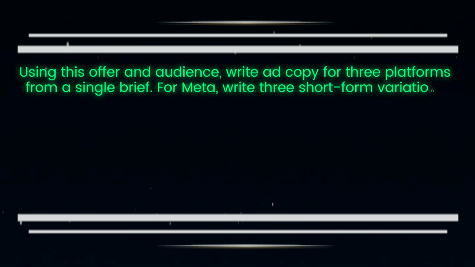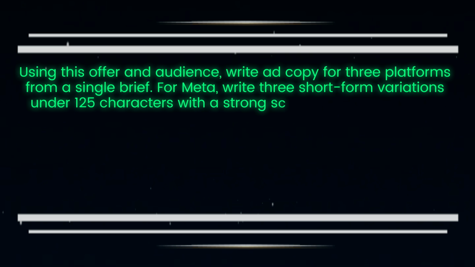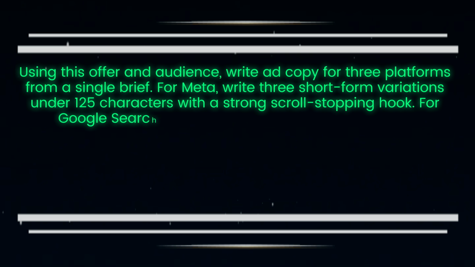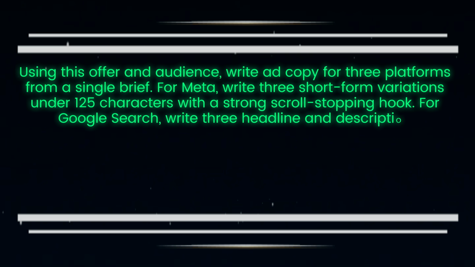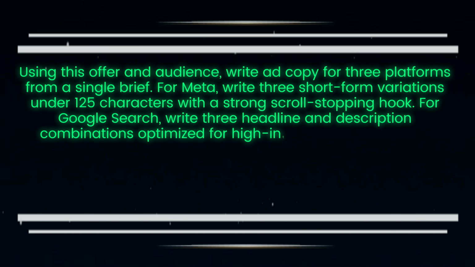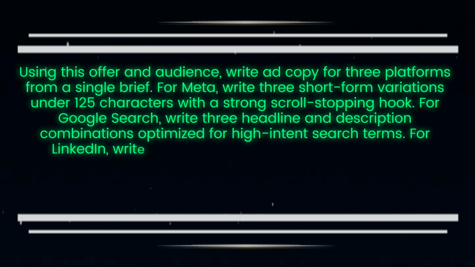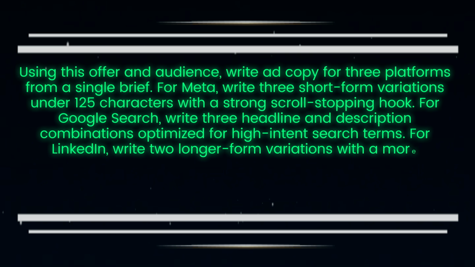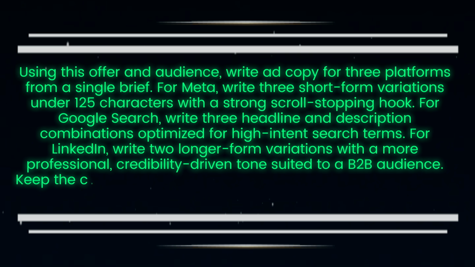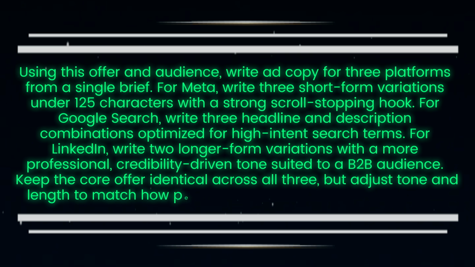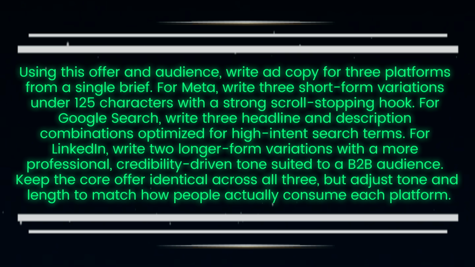For Meta, write 3 short-form variations under 125 characters with a strong scroll-stopping hook. For Google Search, write 3 headline and description combinations optimized for high-intent search terms. For LinkedIn, write 2 longer-form variations with a more professional, credibility-driven tone suited to a B2B audience. Keep the core offer identical across all 3, but adjust tone and length to match how people actually consume each platform.